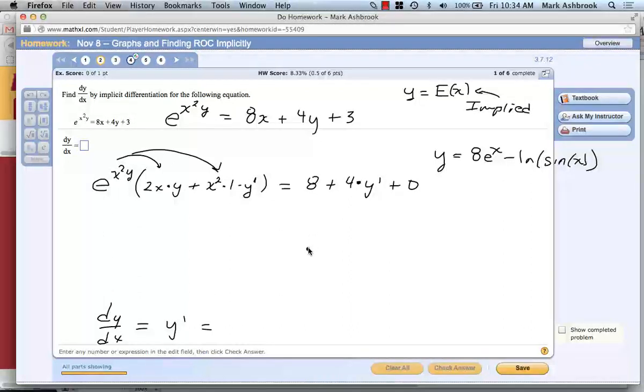Could we divide by e to that on both sides and just? Yeah, that'll work. But then we're introducing a fraction or negative exponent, which maybe is not as ideal. But yeah, it'll work. So I'm going to distribute.